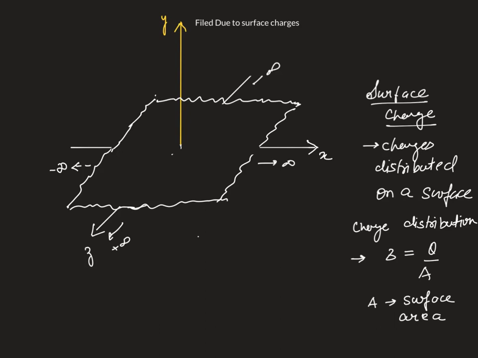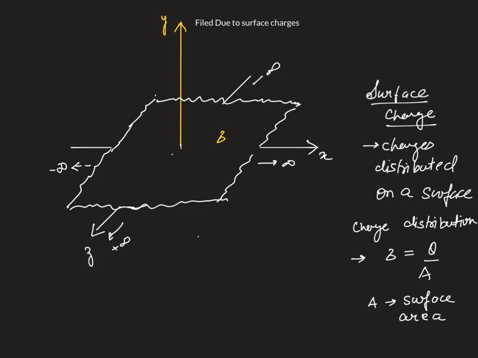And since this sheet is infinite, we can never say what is the magnitude of charge. We can only say what is the distribution of charge. And what was the distribution? If you remember, the distribution was charge per unit area. So the charge per unit area on the sheet is sigma.